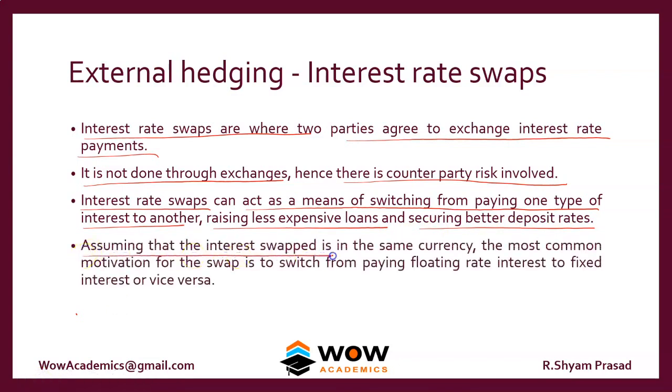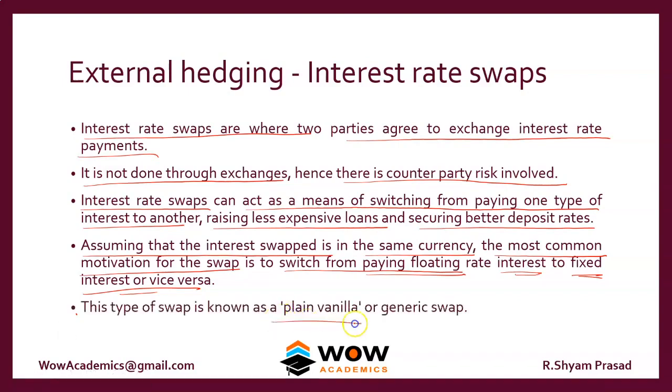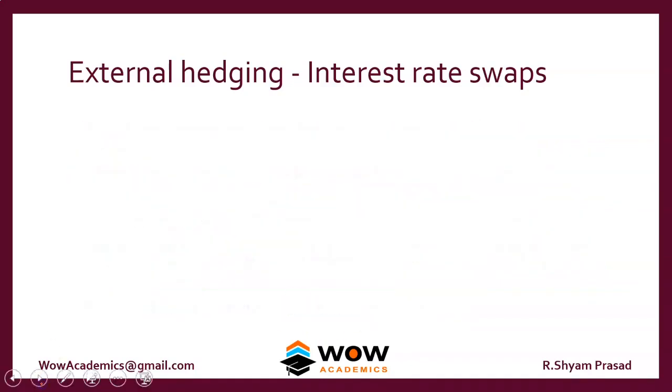Assuming that the interest rate swapped is in the same currency, the most common motivation for the swap is to switch from paying a floating rate interest to a fixed rate interest. So the normal kind of swap done for interest rates is converting a fixed rate loan to a floating rate loan. This is known as the plain vanilla swap. We'll see it through an example.